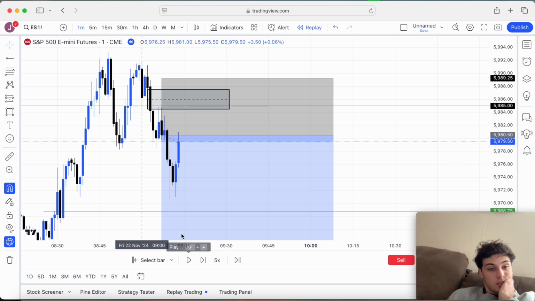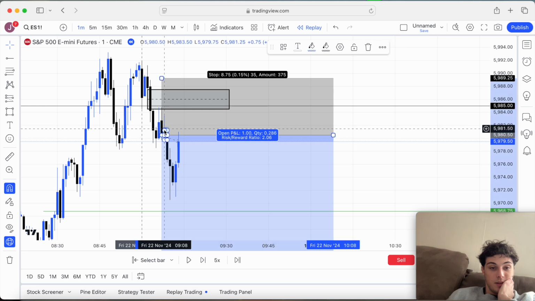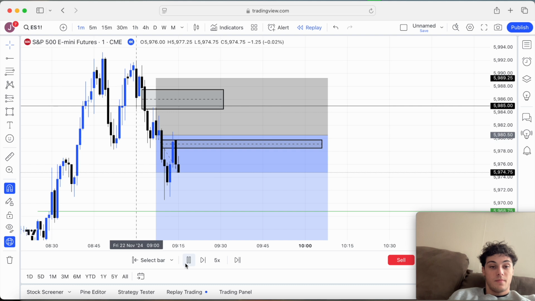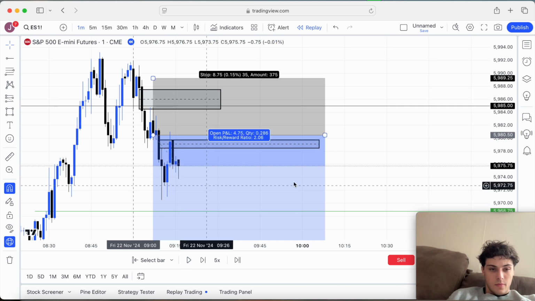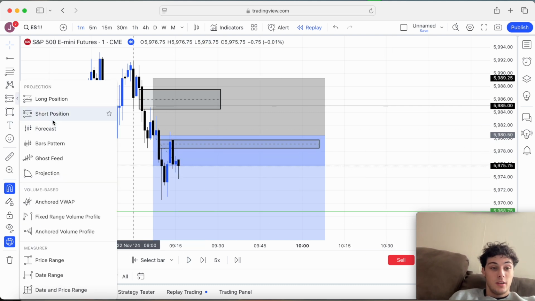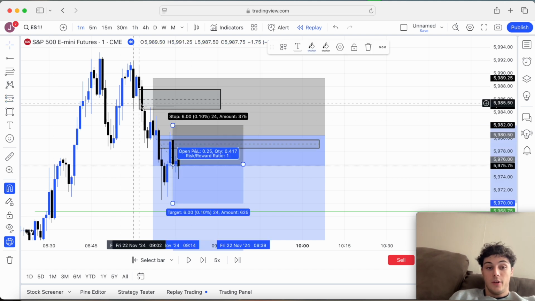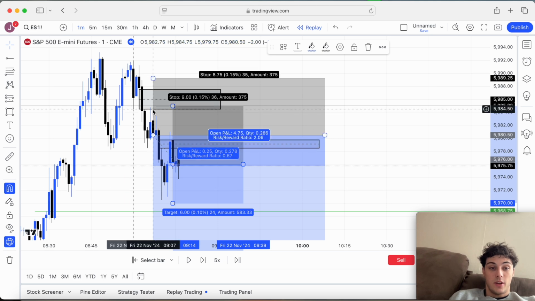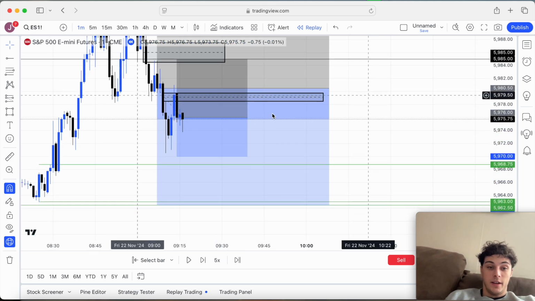What happens? Look at this. We create another fair value gap. Another fair value gap created. This one gets respected too. What could you have done if you didn't like this trade? Could have taken this trade. Stops above here because that's where your trade would have been invalidated.